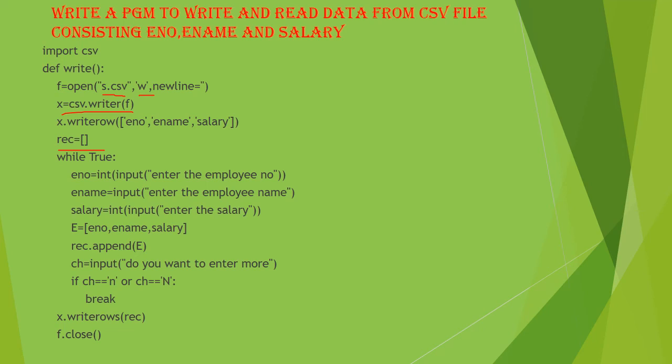Then, do you want to enter more? If no, we can break. Otherwise, we will write the rows. Writerows is another method I am using. In the last class, I was using just the for loop and the writerow function to write single row-wise. Here, instead of writerow, I am using writerows, which will give me multiple rows of data. I don't have to use any other things. I can use writerows rec. Rec is our original records. Then we can close it.